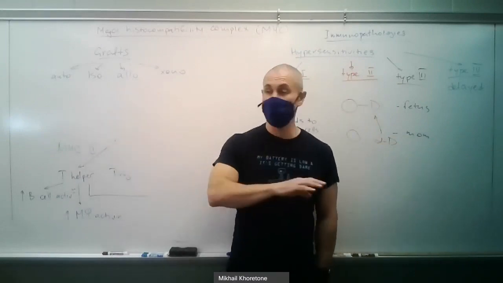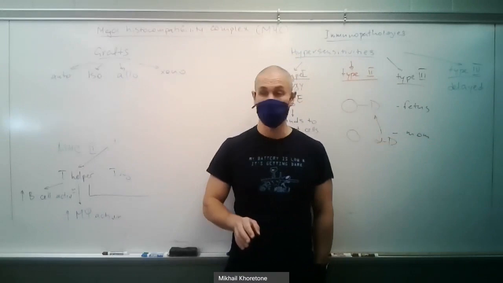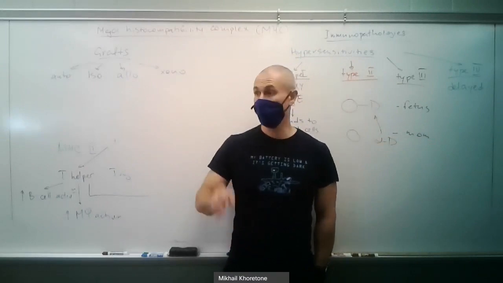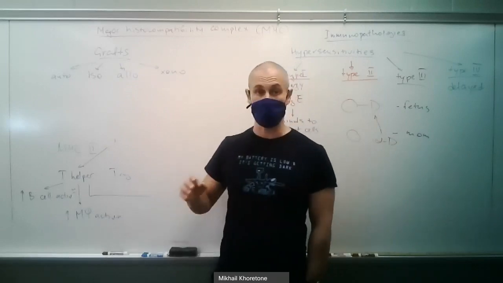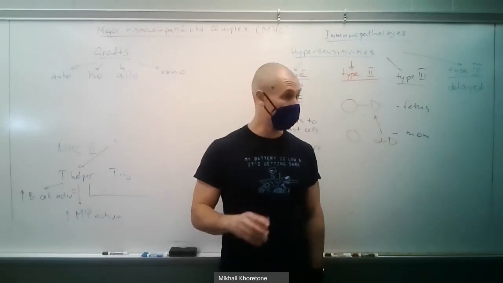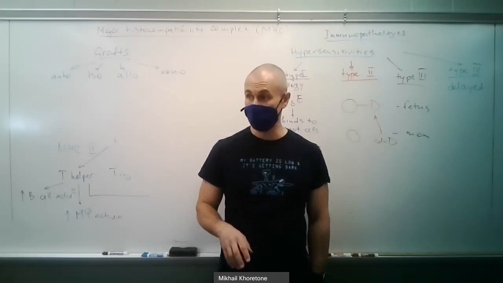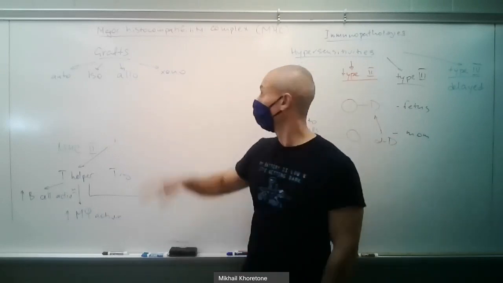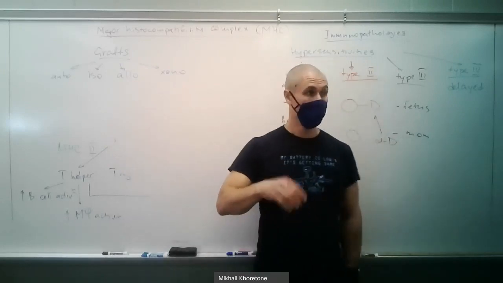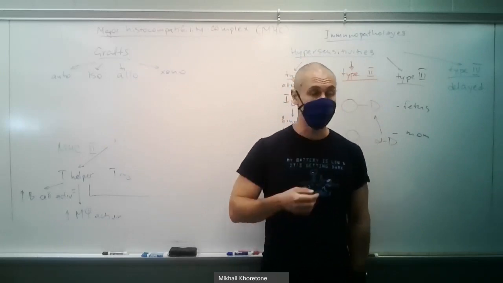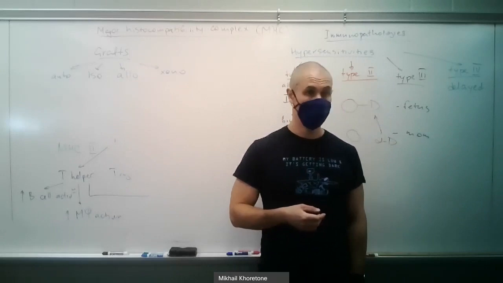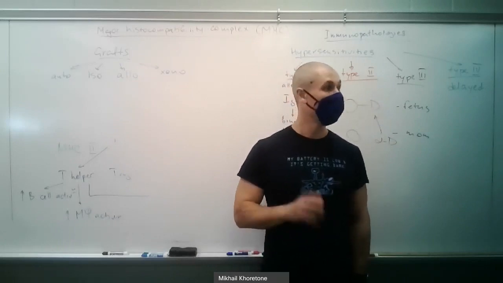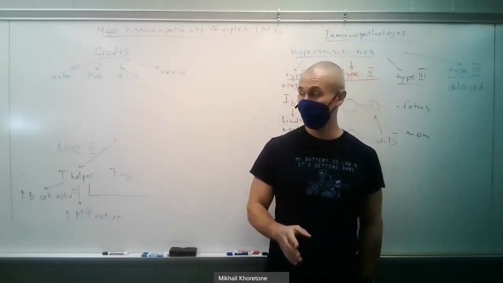Allograft. Anything between humans except identical twins. So it doesn't matter if the graft is from a complete stranger or from your own mother. It's still an allograft. Does that make sense? Xenograft, from animals. We do transplant cardiac valves, for instance. We can take them from a pig. It's pretty well tolerated. We clear?